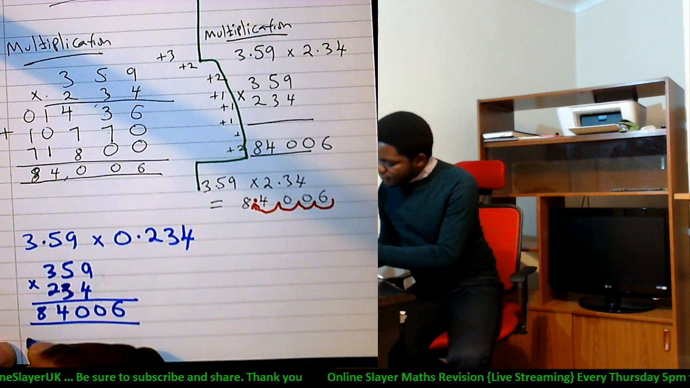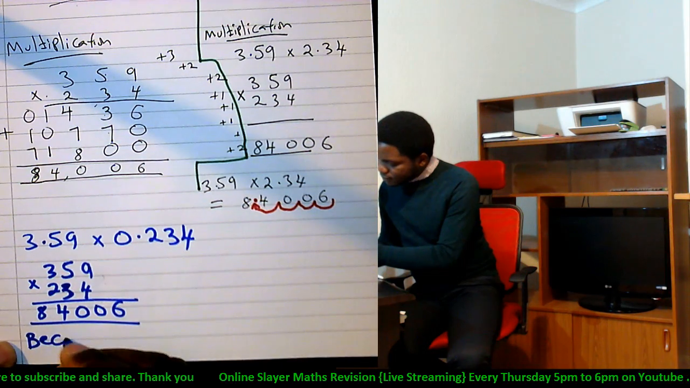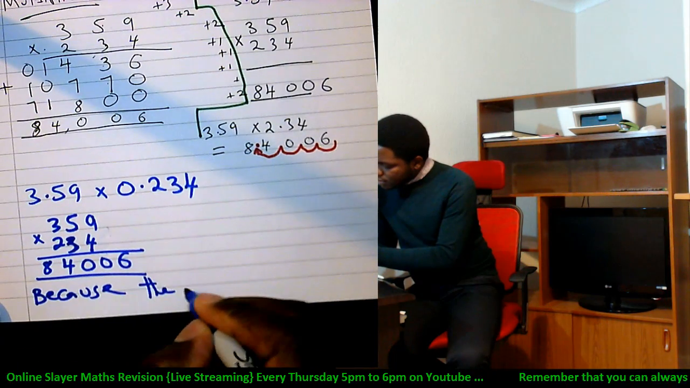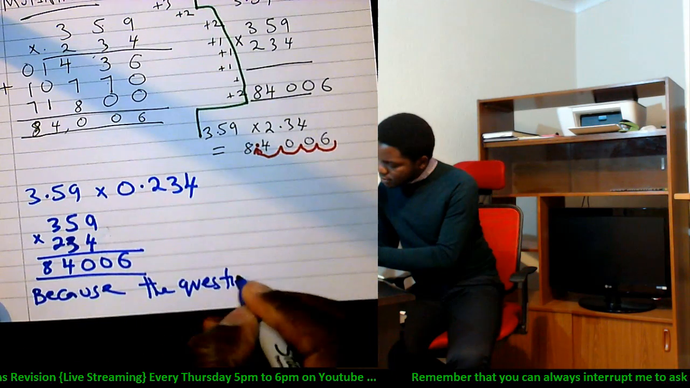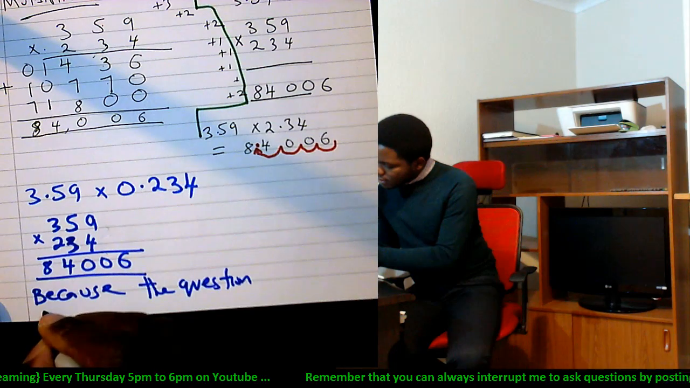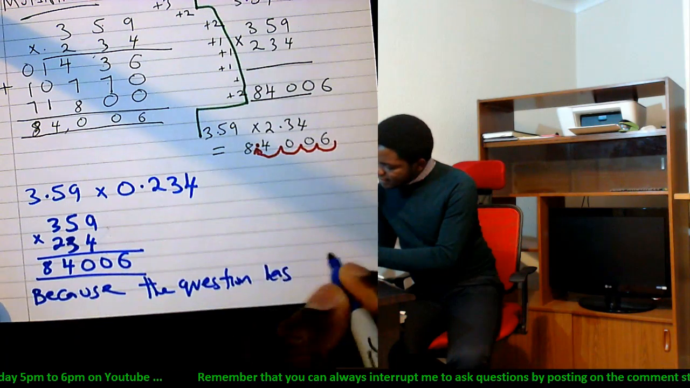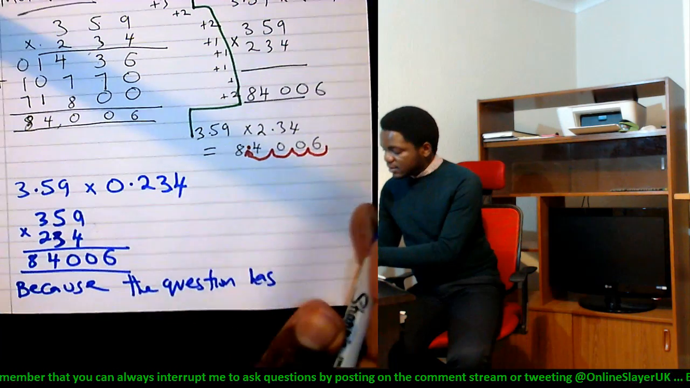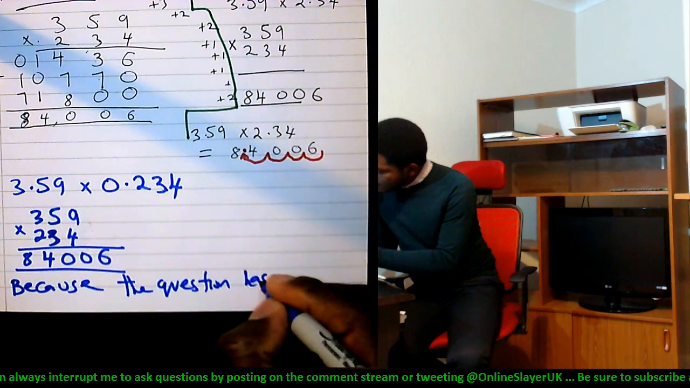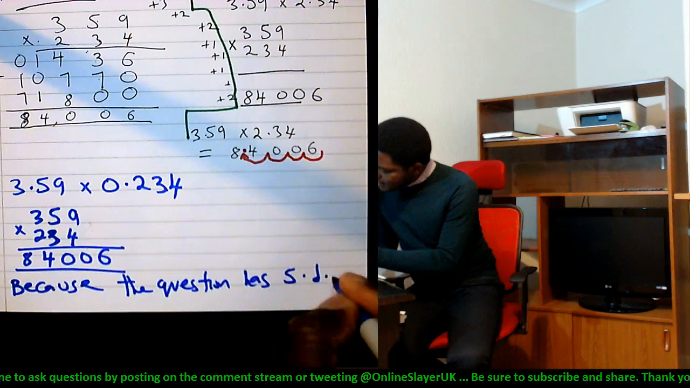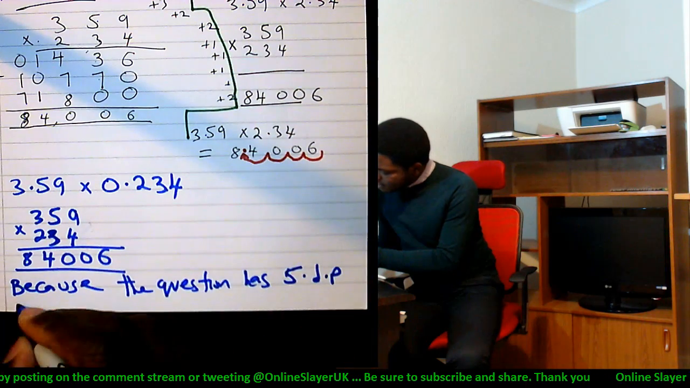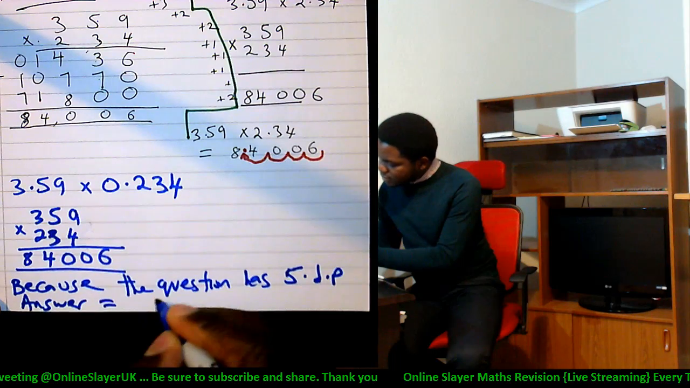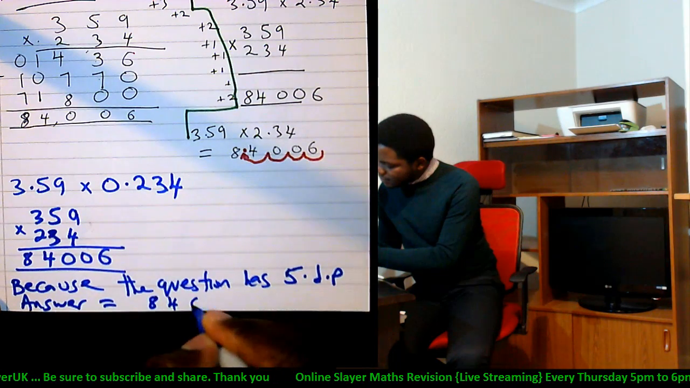3.59 times 0.234. Because the question has 5 decimal places, 2 plus 3 decimal places is 5, the answer is going to have 5 decimal places.